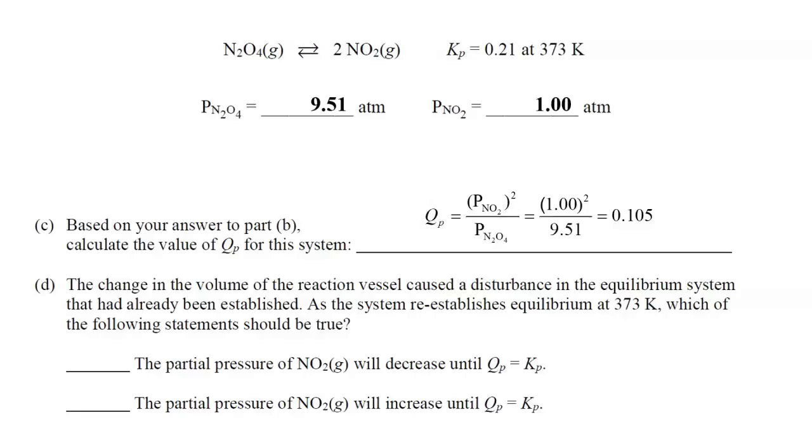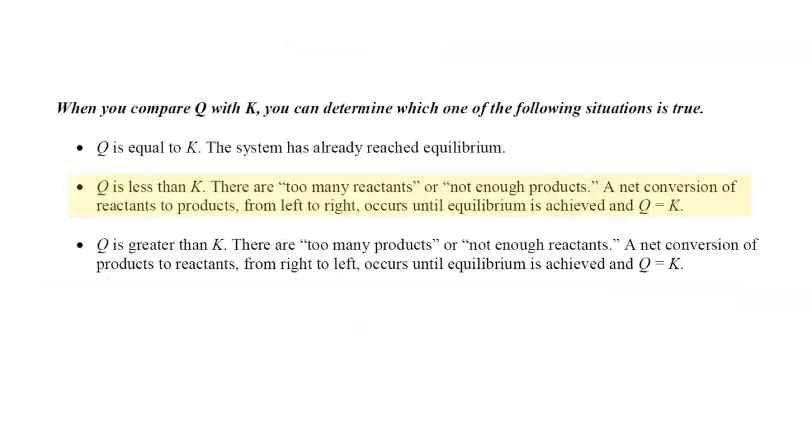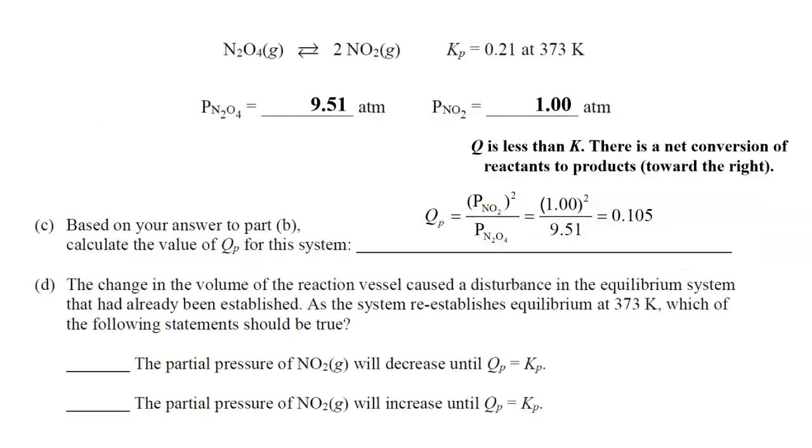Compare that to Kp, which is 0.21, so 0.105 is less. When Q is less than K, there will be a net conversion from left to right, from reactants to products. And so the change in the volume of the reaction vessel just now from 1 liter to 2 liters caused a disturbance in the equilibrium system that had already been established. As the system reestablishes equilibrium, which of the following statements should be true?